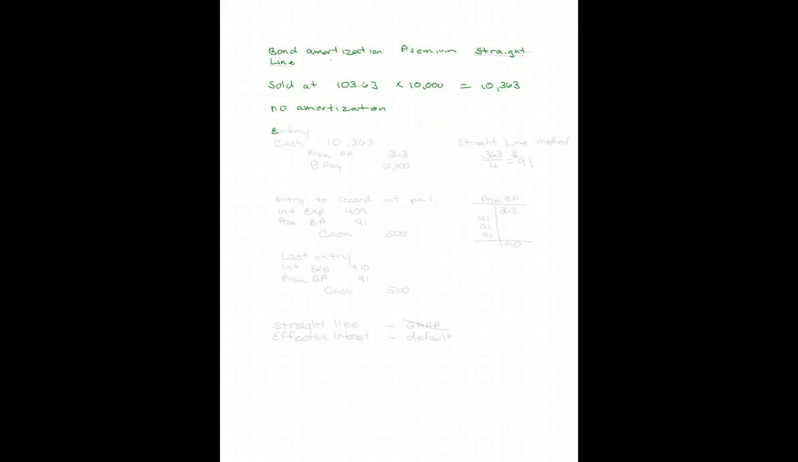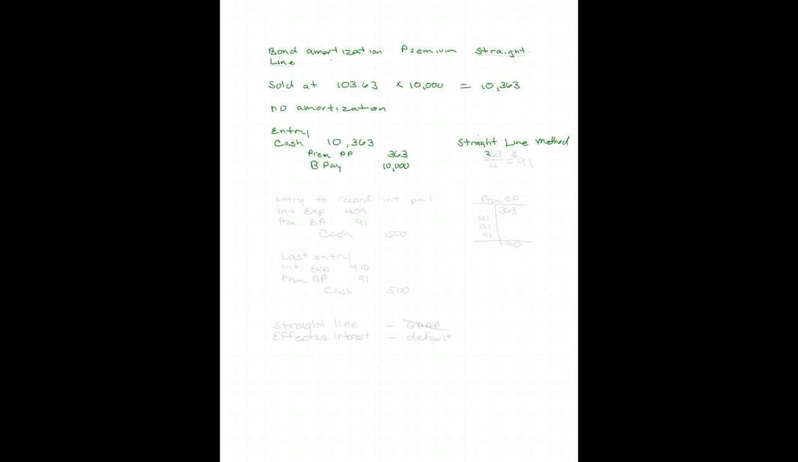Here's our entry to record the issue of the bond. Cash, $10,363. Premium on bonds payable, $363. And bonds payable, $10,000. So nothing's changed with our first entry. On the straight line method, you just write the interest off evenly over each period.